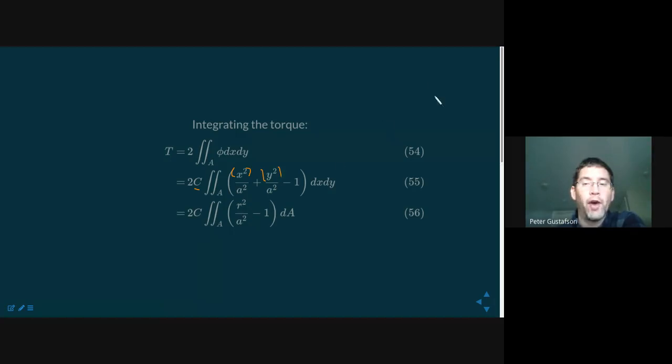r squared. So I mentioned earlier that we have these points. Here I can look at this point here, which is at some radius. It's inside the outer radius. It's at some point x, y. X squared plus y squared is equal to r squared. So I have simplified this integral ever so slightly. And now this is the total torque.